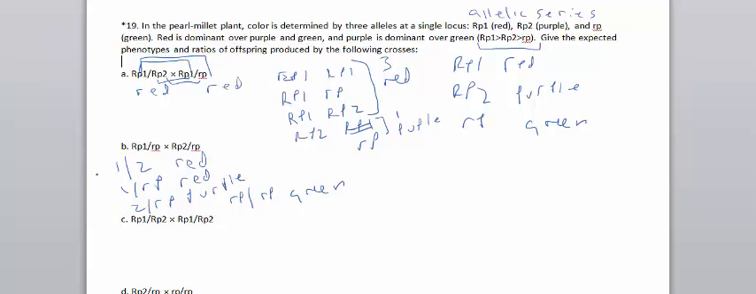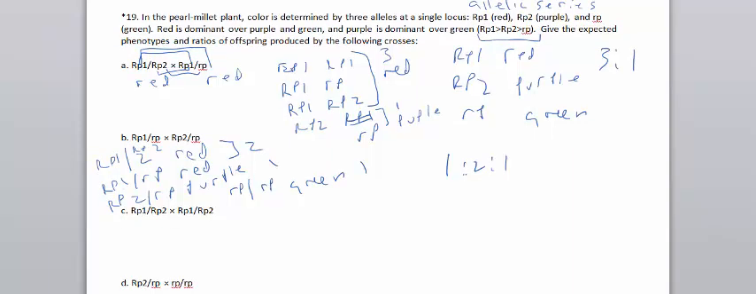And so I guess I should put this in here. RP1, RP1, RP2, and then this is RP2. So really we get 2 reds, 1 purple, and 1 green. So 2 of these, 1 of these, and 1 of these. So that's a 1 to 2 to 1 ratio. Again, we'll see 1 to 2 to 1, and up here we saw 3 to 1. When we start seeing 1 to 2 to 1 and 3 to 1, that suggests that 2 genes are involved. I'm sorry, 1 gene is involved.